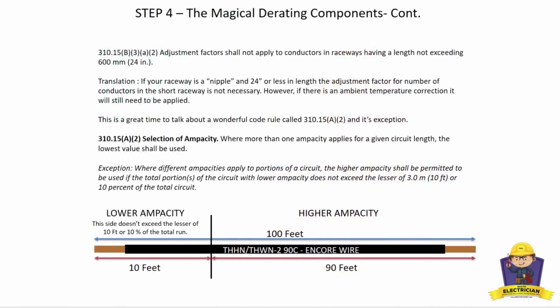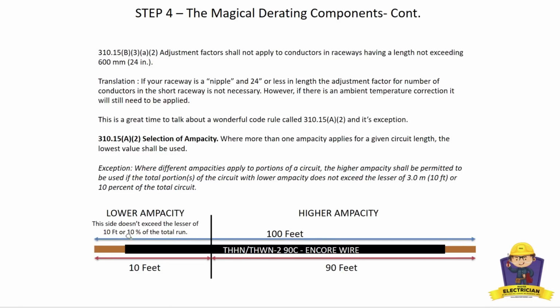So I've got a conductor here, and this conductor is running 100 feet. Now, it's not in a raceway. We're just talking conductor here. 100 feet. Now, 10% of this 100 feet is 10 feet, or 10 feet.